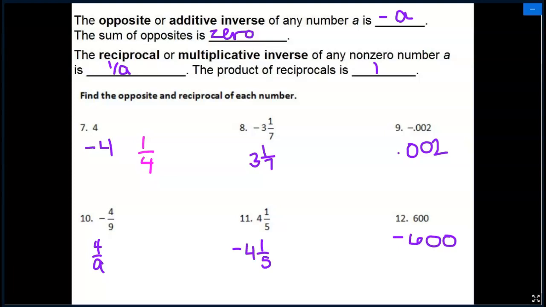If you have a mixed number, you need to change it to an improper fraction. So negative 3 1/7 is the same as negative 22/7. So its reciprocal is negative 7 over 22.